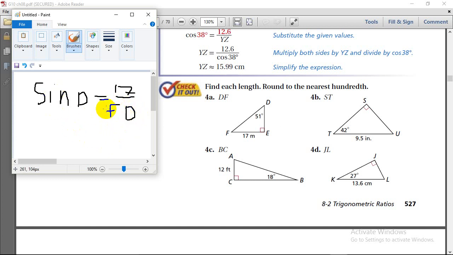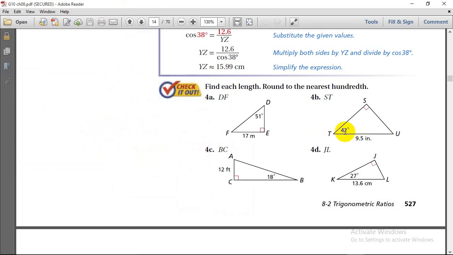Very good. Sine D, you can get it with your calculator, which is sine 51. So sine 51 equals 17 divided by FD, and I'm going to solve to find FD. Okay, very nice.